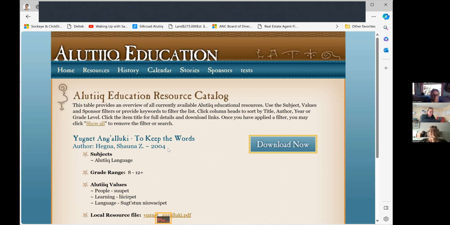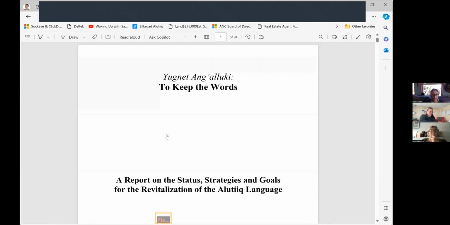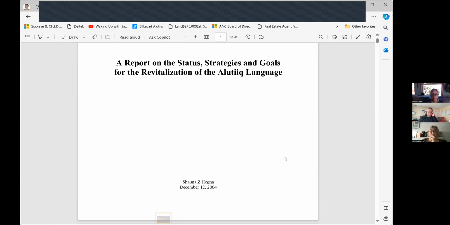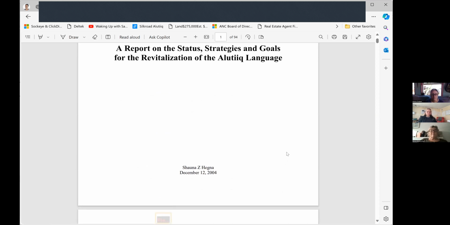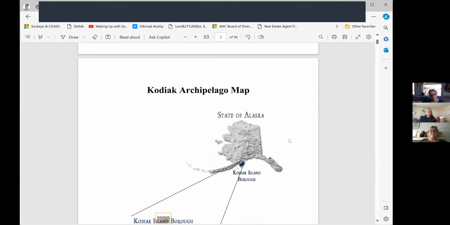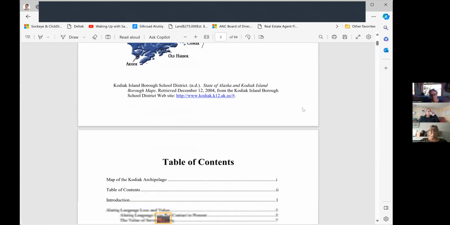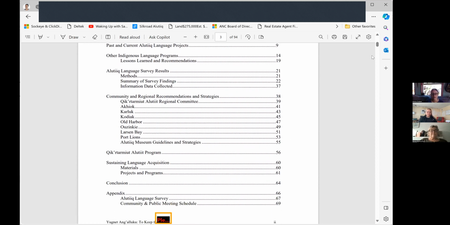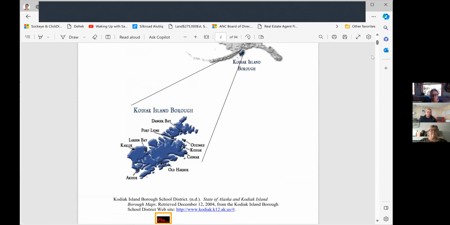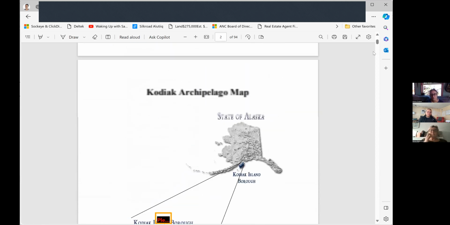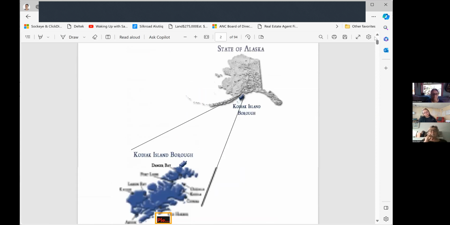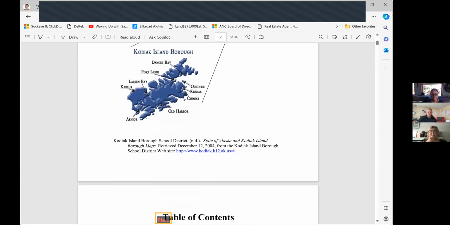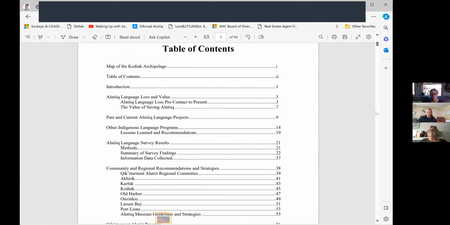So this was a research project that Shauna Hagna did. I'm trying to remember if this is a version of her master's thesis or not, but it was the report that she wrote about interviews with elders from around Kodiak Island at the time that she wrote it, which was 2003, 2004. And it was before we did the Master Apprentice project. So this was that 1-year planning grant.